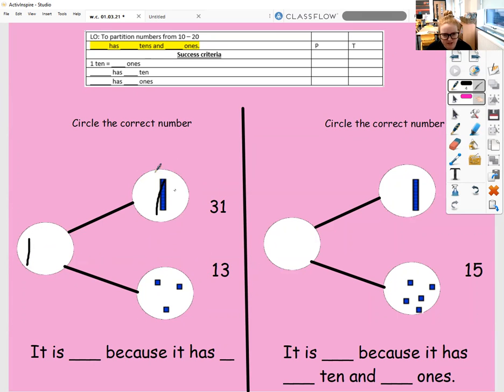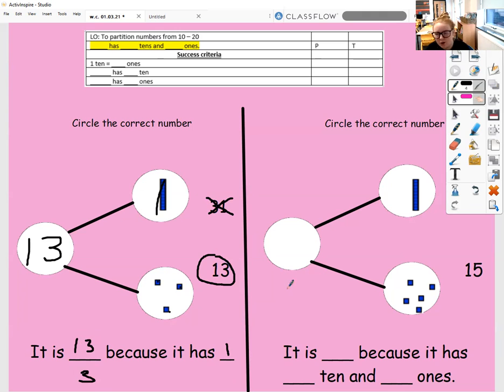And then where are my ones? If these are my tens, my ones are down here. And how many ones do I have? So I've got 1, 2, 3 ones. So what number is this? This is 13. 13 is the correct number. 31 is not. 31 would have 3 tens and 1 one. It is 13 because it has 1 ten and 3 ones. I think I'm missing the end of my sentence there.